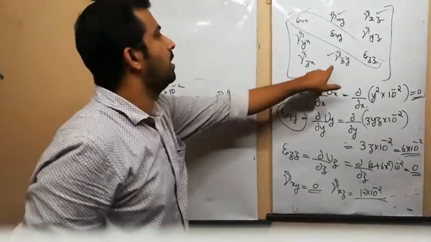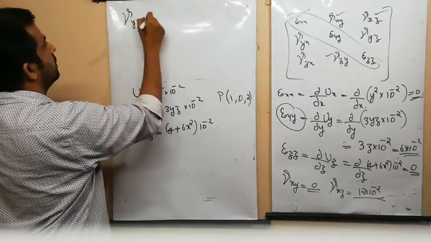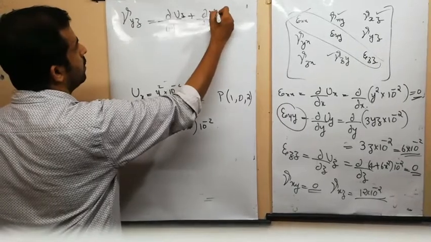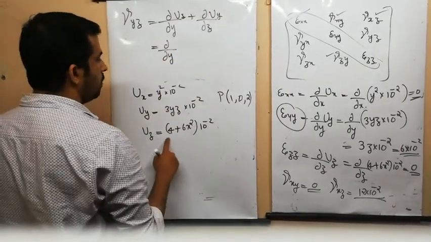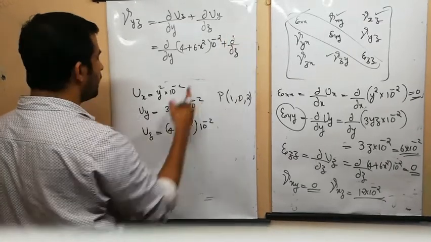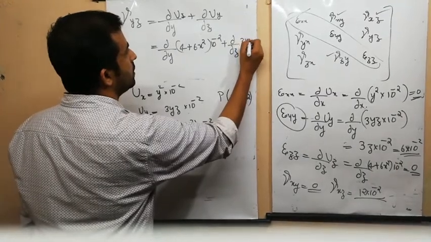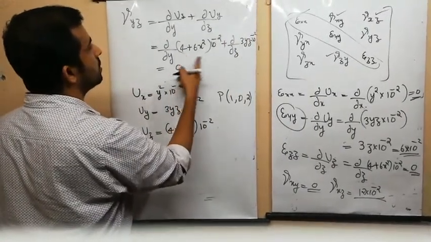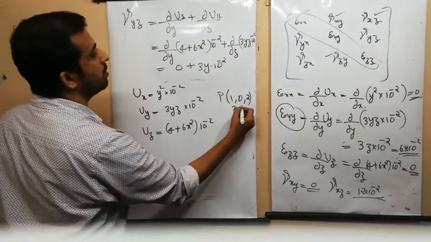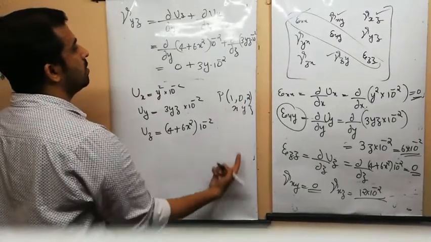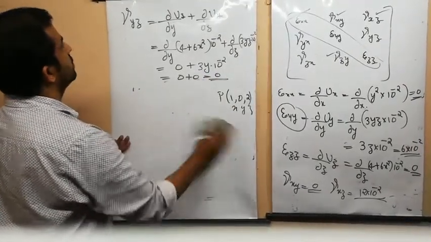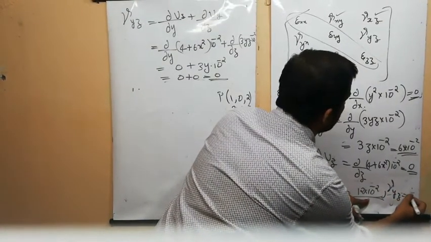And now, one more thing is remaining, gamma zy or gamma yz. Gamma yz is equal to dou by dou y of uz plus dou by dou z of uy. Dou by dou y of uz, 4 plus 6x square into 10 power minus 2, gives 0 because there is no y here. Plus dou by dou z of 3yz into 10 power minus 2, that is 3y into 10 power minus 2. What is y? Y is 0, the coordinate is 0. So that is equal to 0 plus 0, that is 0. So the final answer is gamma yz is equal to 0.